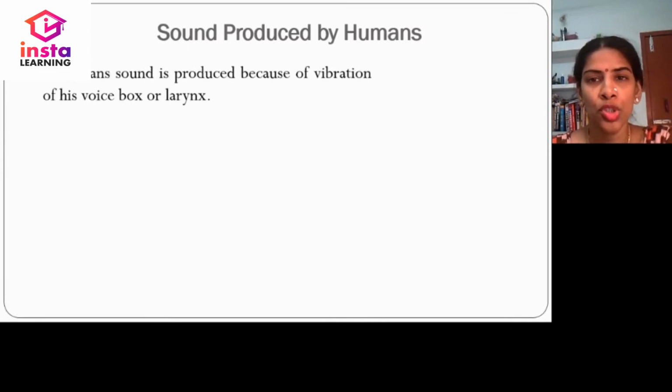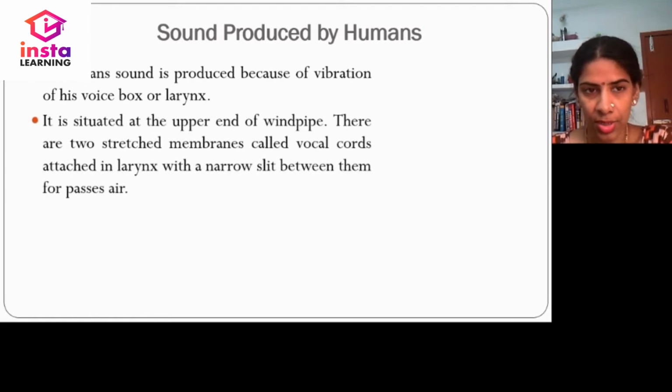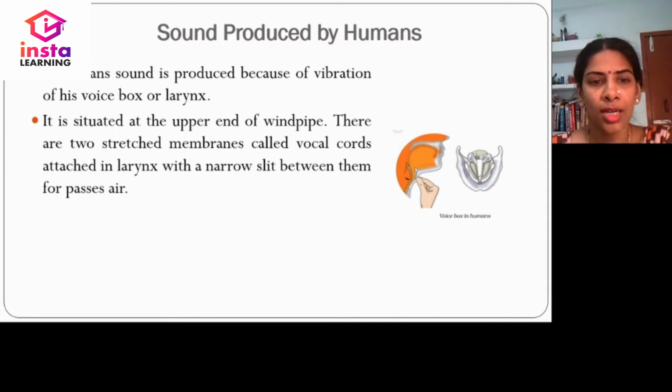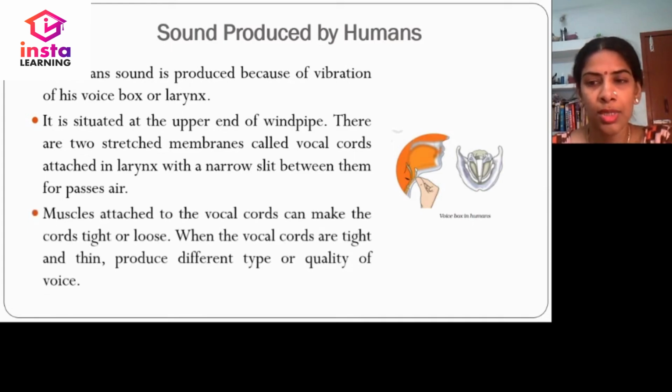How is sound produced by humans? In humans, sound is produced because of vibration of the voice box or larynx. This larynx is situated at the upper end of the windpipe. There are two stretched membranes in your throat called vocal cords. They are attached in the larynx with a narrow slit between them for the air to pass. Muscles attached to the vocal cords can make the cords tight or loose. When the vocal cords are tight and thin, they produce different qualities of voices.